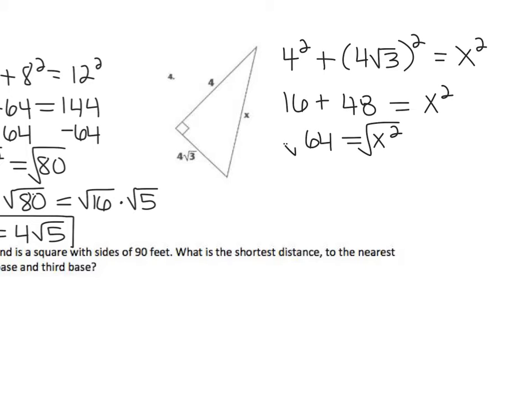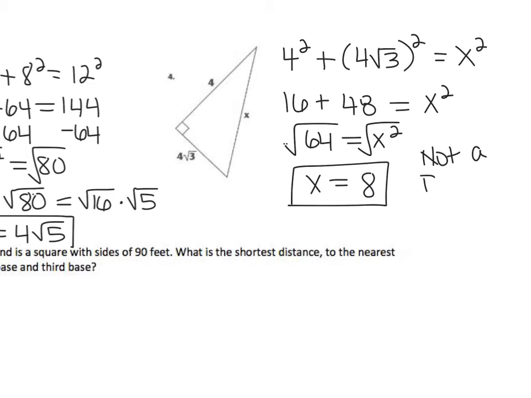Take the square root of both sides, and the square root of 64 is a perfect square. It is a whole number. We get x equals 8. But as I already said, we already knew one of our sides wasn't a whole number, so we already know it's still not a Pythagorean triple.